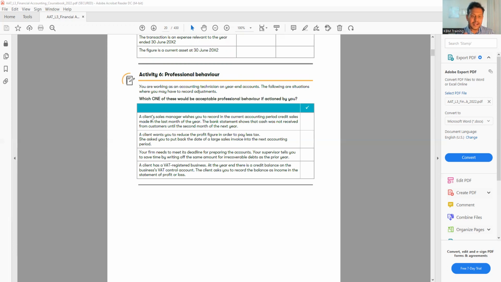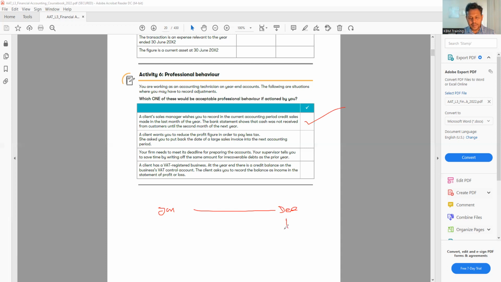It says a client's sales manager wishes you to record a current accounting period credit sale made in the last month of the year. The bank statement shows that cash was not received from the customer until the second month of the next year. This is absolutely true, isn't it? We know that, for example, we have a year, January to December.